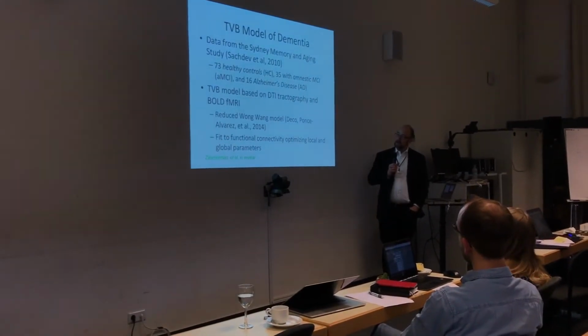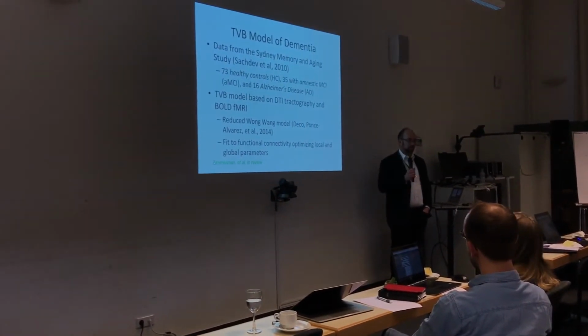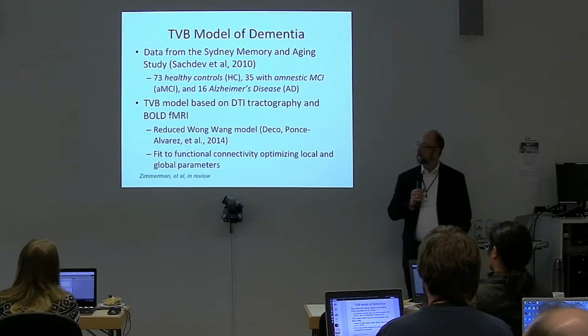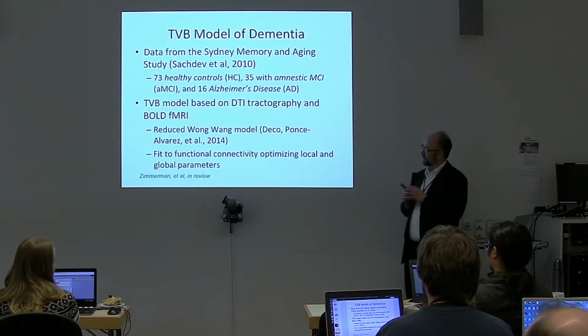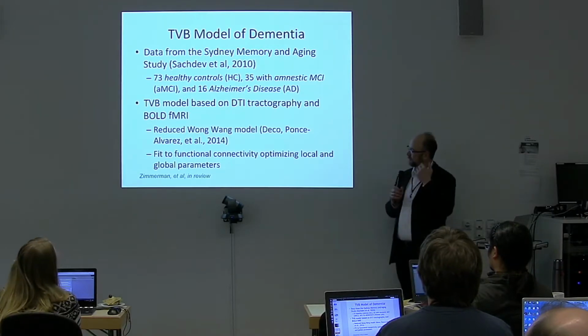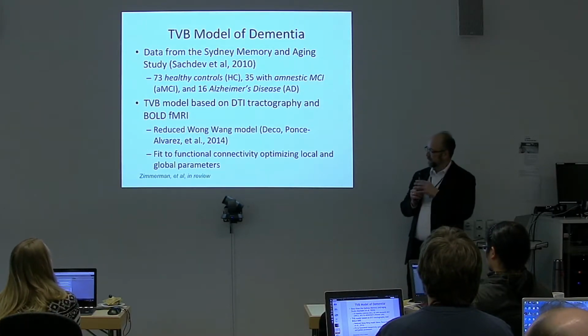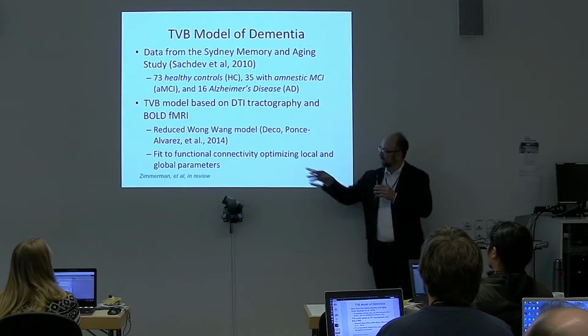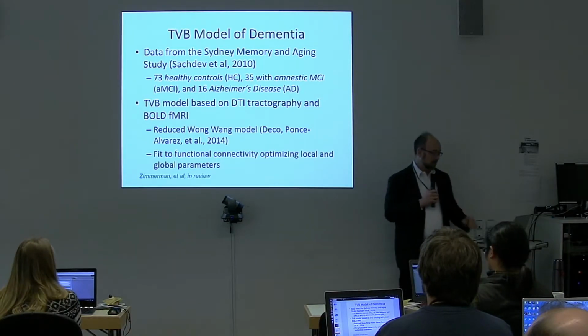The model was using a very similar workflow that I showed you before with the stroke. We use a different model instead of this SJ3D. We use the reduced Wang-Wang model, which we heard about earlier today. And again, we're fitting to functional connectivity, optimizing the local and global parameters of the model.